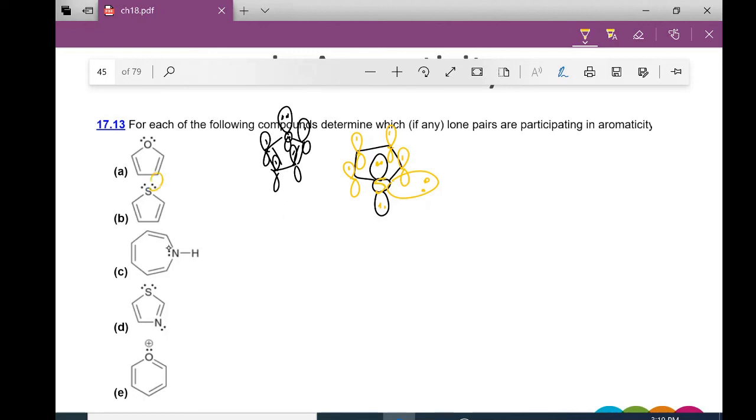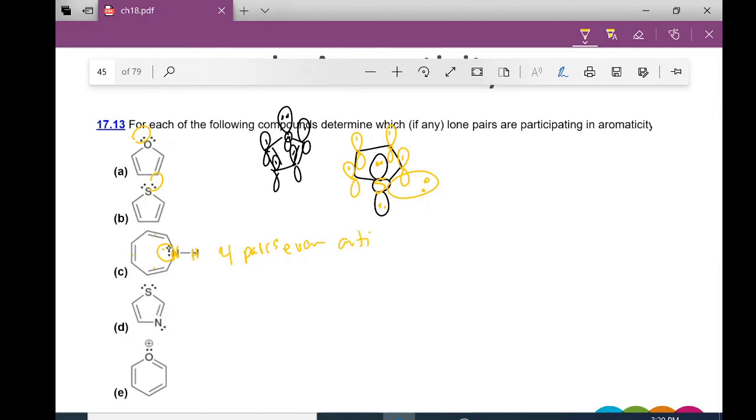So one of those would be participating in aromaticity. For this nitrogen, we've got a lone pair here that's going to be forced up into the ring, and a hydrogen that's perpendicular to the ring. So that's going to be 2, 4, 6, 8 electrons, 1, 2, 3, 4, 4 pairs. So that's even. So that's not actually participating in aromaticity because that molecule is anti-aromatic.